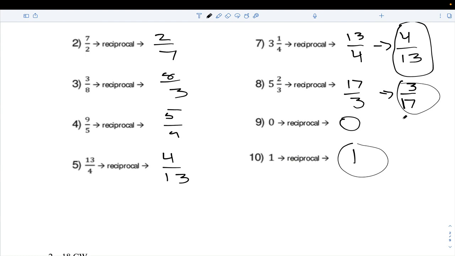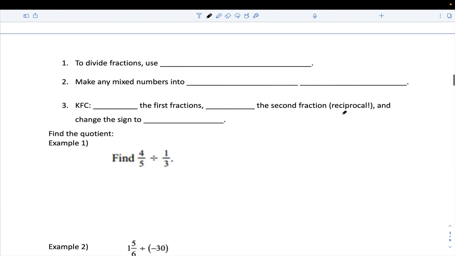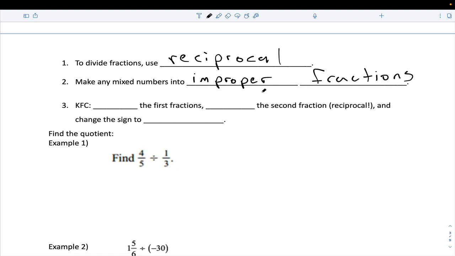Next page. You will need the reciprocal today. And we're going to divide some fractions. 1 is about as gentle as you'll see today. It was like Fridays. And then 2, 3, and 4 are a little bit more challenging. To divide fractions, use the reciprocal. Make any mixed numbers into improper fractions. And then we're going to follow Friday's steps.